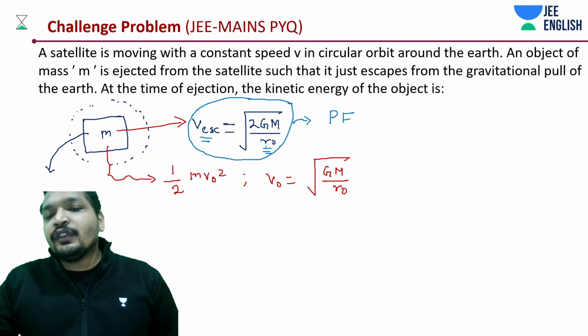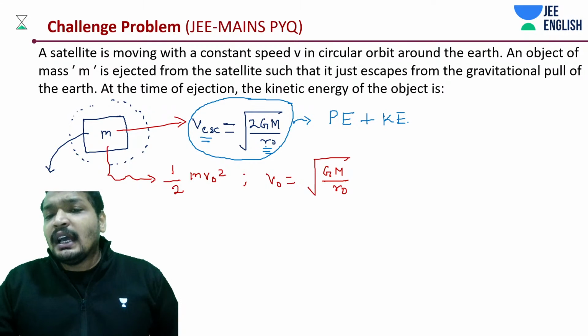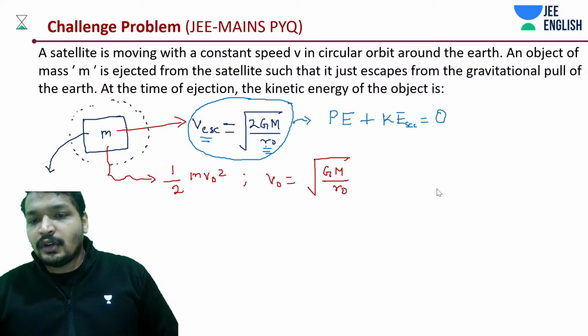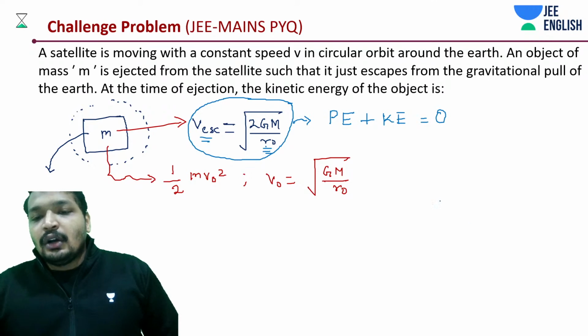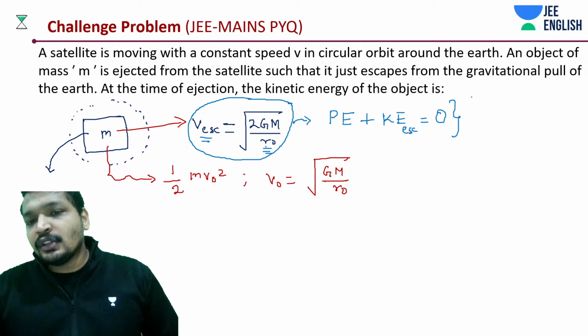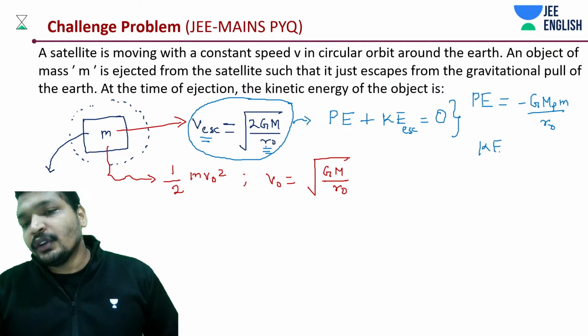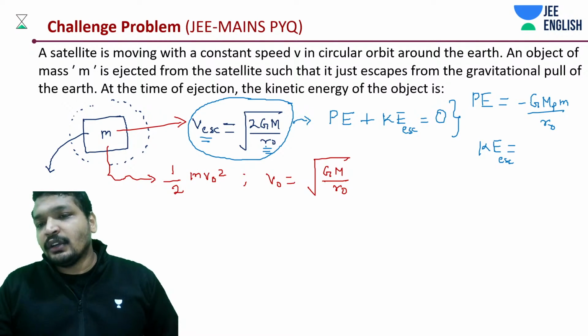So what is the other component that exists? Potential energy. So we generally say in the escape velocity case that potential energy plus your kinetic energy at escape should be equal to 0. If you solve this, how much is your potential energy? Minus GMm by rho. So your kinetic energy at escape should be equal to this.